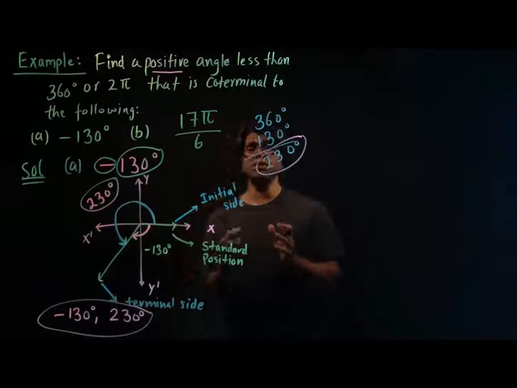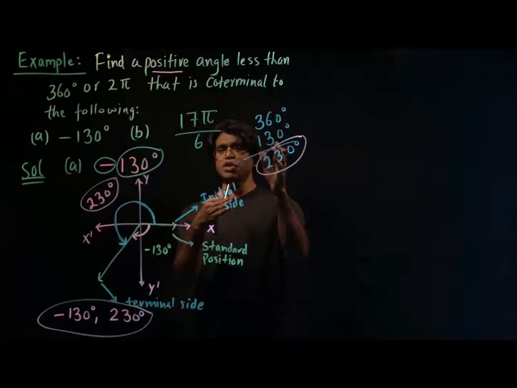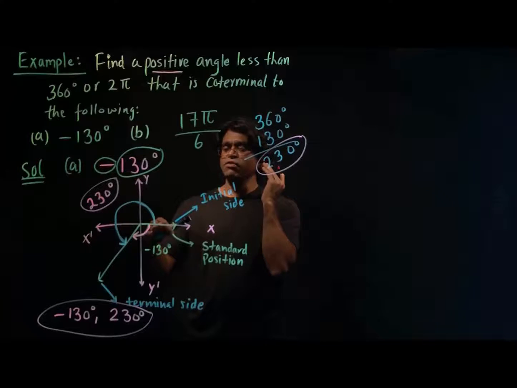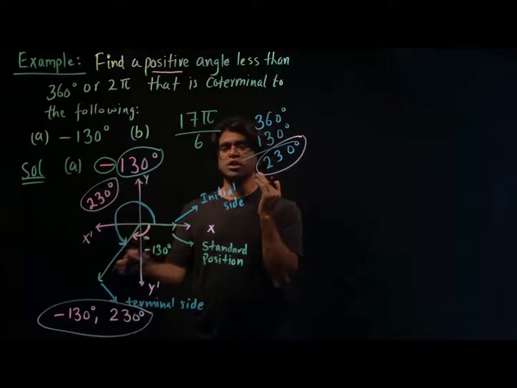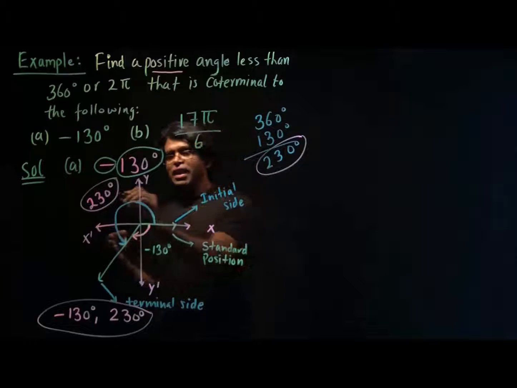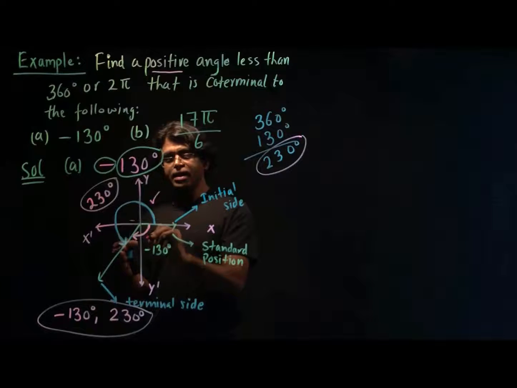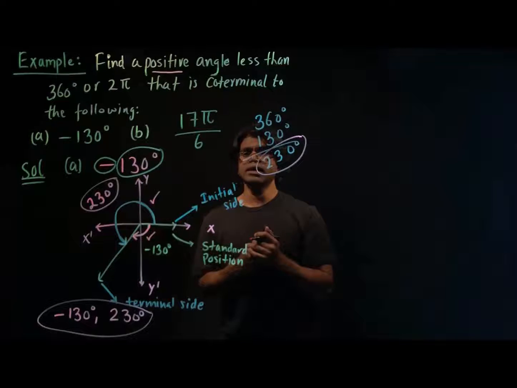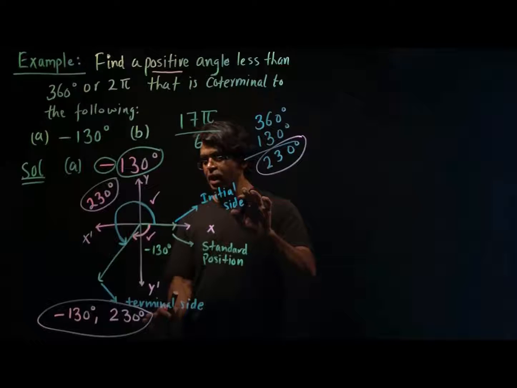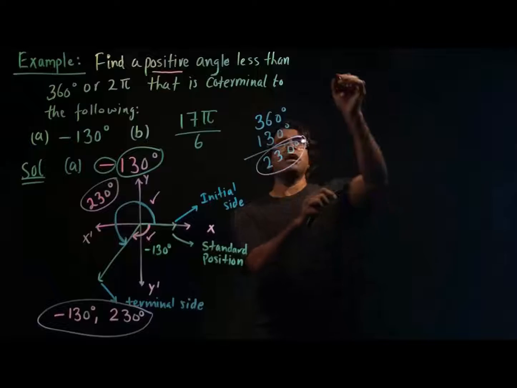So basically we used an approach where we subtracted the negative angle from 360 degrees to complete the cycle, and then we went in the counterclockwise direction to meet the same terminal point. This angle is 230 degrees and this angle is negative 130 degrees, and the two angles have the same initial and terminal sides. Now let's consider part B.